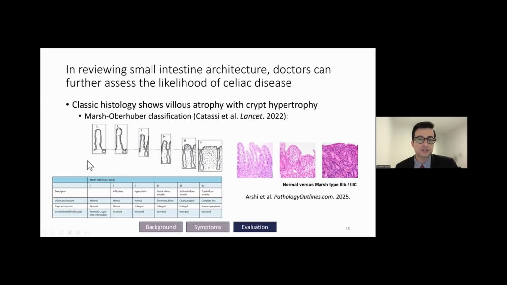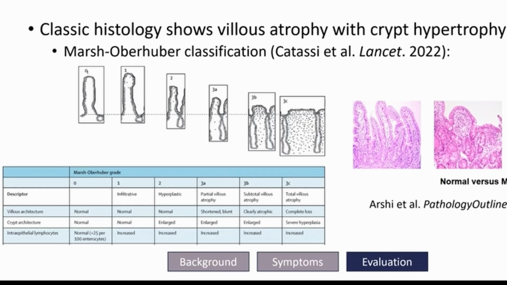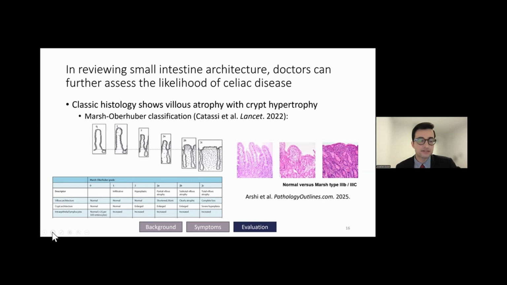And depending on the degree of changes they see, the doctor is going to look at that and then do this Marsh classification, where essentially 0 is normal and it's unlikely to be celiac, but anything that's not like that would be more consistent with celiac, with the more severe side moving to the right with a really flat top. And that's the workup the doctor is going to do.